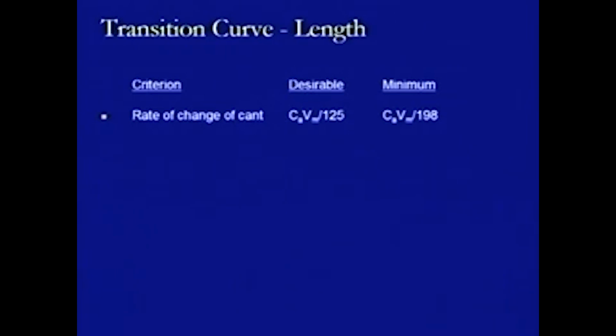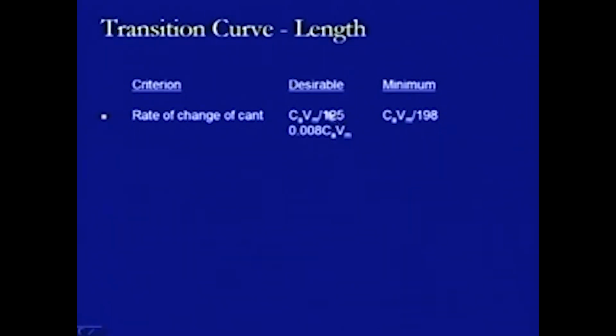So, we look at how we can compute the length of the transition curve. There are certain criteria using which we can compute the length, and there are two values for computing this length. One is the desirable value, the other is the minimum value. The first criterion is the rate of change of cant. This is computed as Ca multiplied by Vm divided by 125, where Ca is the actual cant being provided on the track and Vm is the maximum permissible speed allowed on the track, divided by a factor 125, whereas at a minimum level this is to be divided by a factor 198.